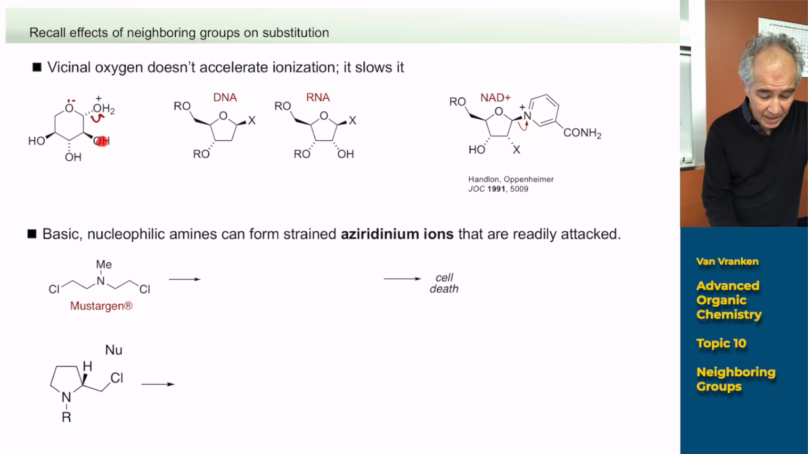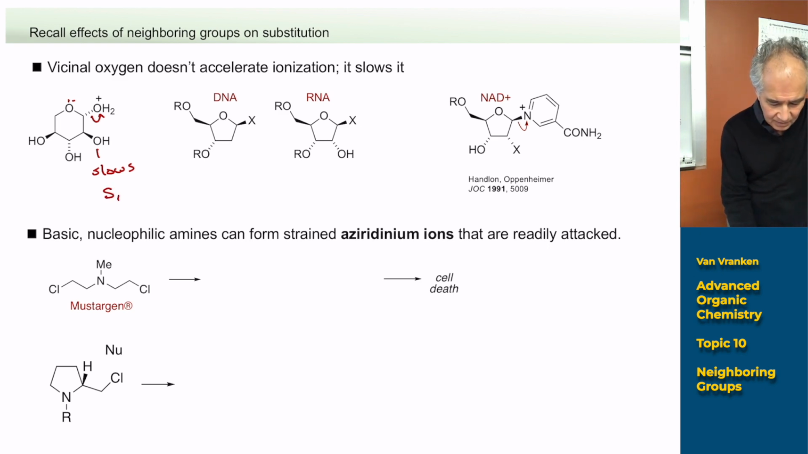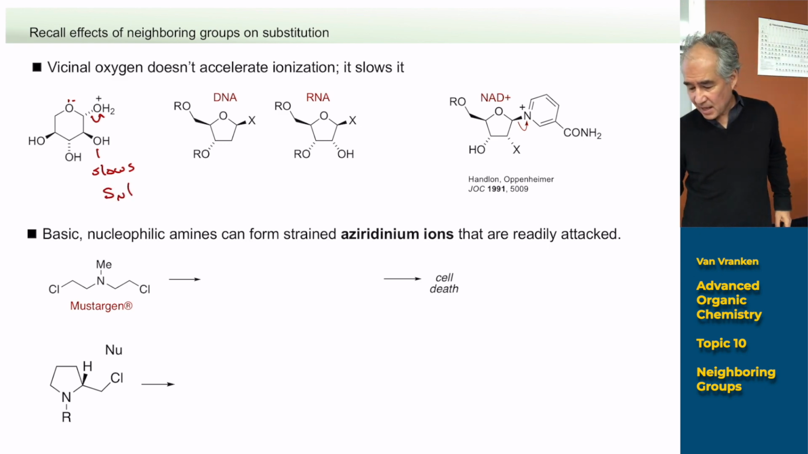But this bottom OH over here slows down the rate at which you ionize. It slows down the rate of substitution via SN1. Slows SN1. So it's going to slow down the formation of carbenium ions. It's going to slow the ability to generate an empty p orbital.